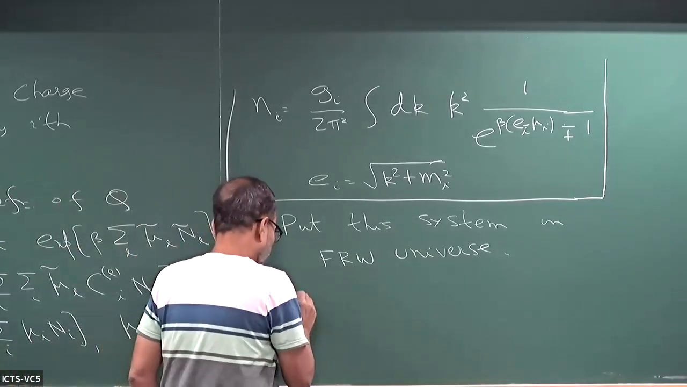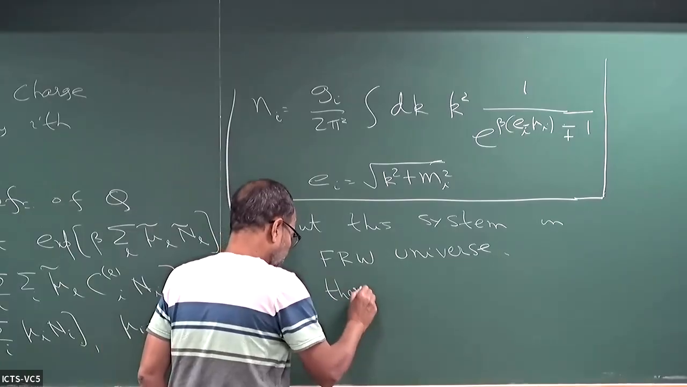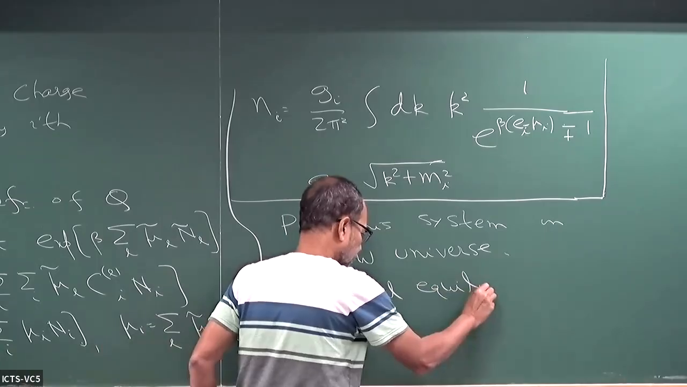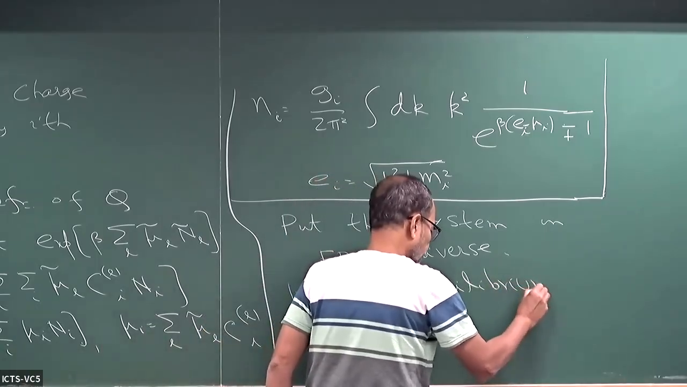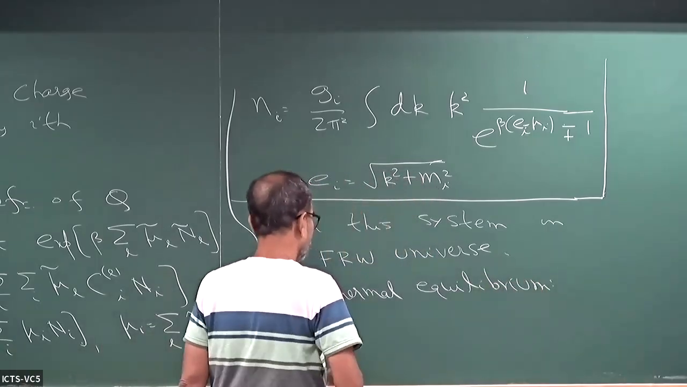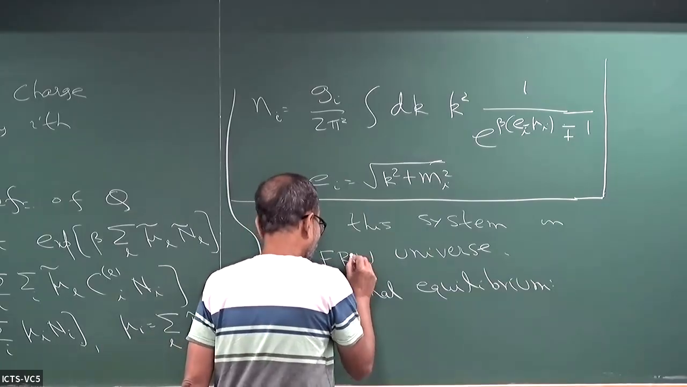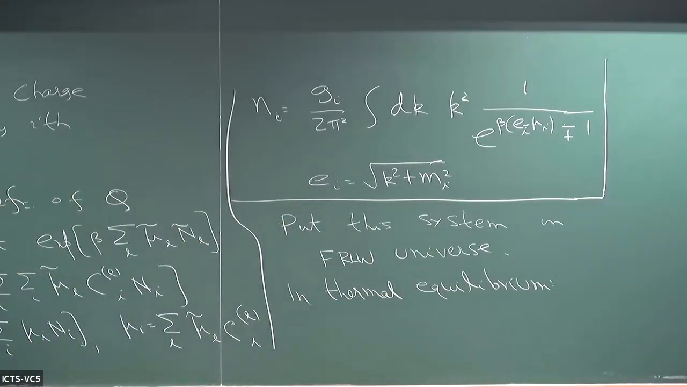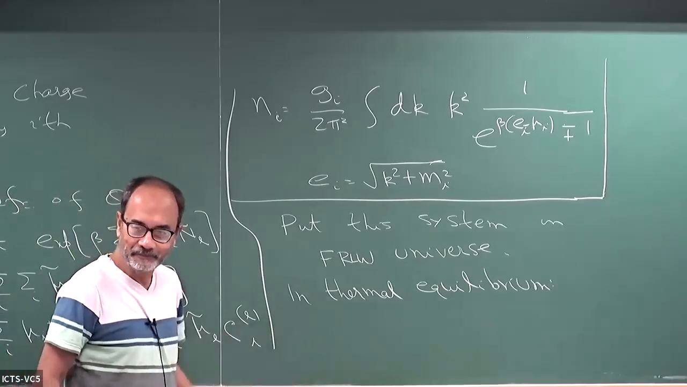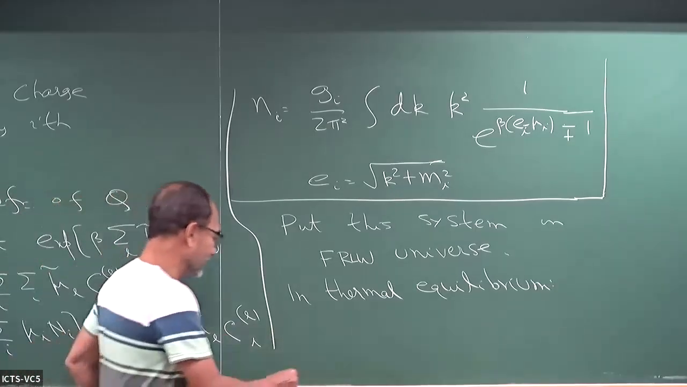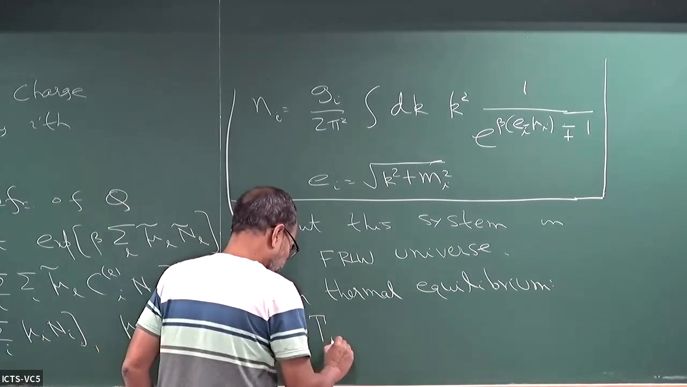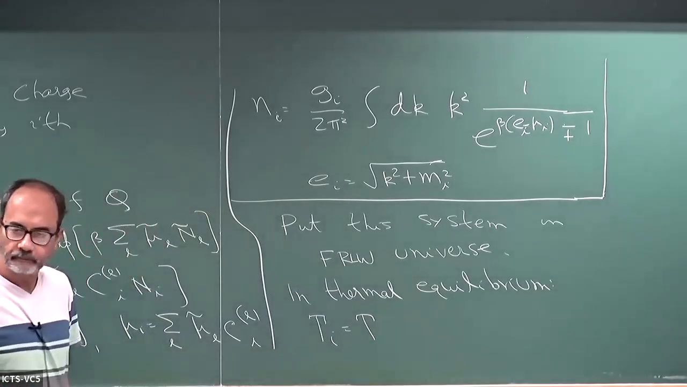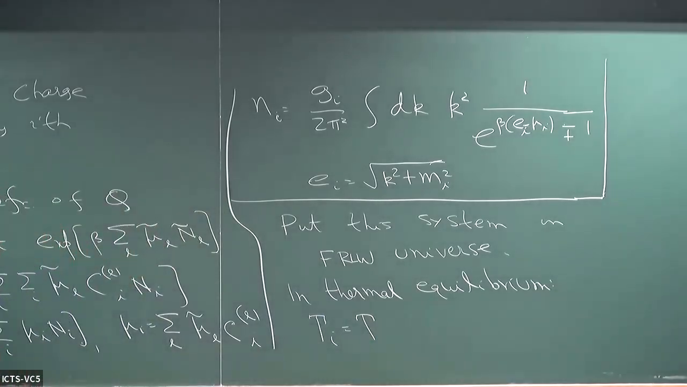In thermal equilibrium, okay, we'll see later how to deal with out of thermal equilibrium cases. FLRW, okay, you can put L anywhere. So in thermal equilibrium, we assume that Ti is T. All the temperatures are equal.